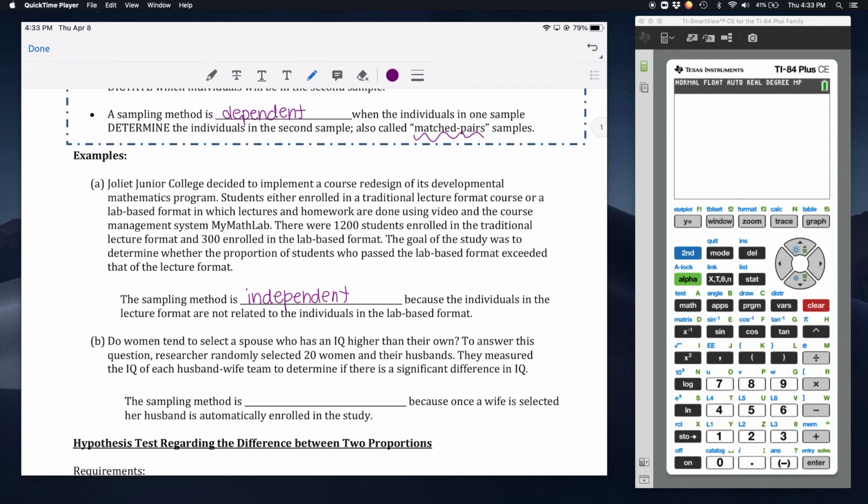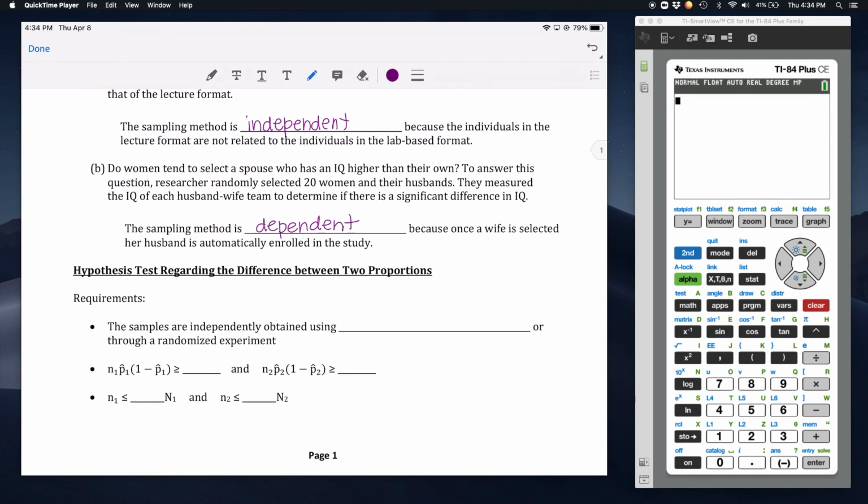Whereas this next example says, do women tend to select a spouse who has a higher IQ than their own? To answer this research question, the researcher randomly selected 20 women and their husbands. They measured the IQ of each husband-wife team to determine if there's a significant difference in IQ. The sampling method is dependent because once a wife is selected, right, her husband is also automatically enrolled in the study.